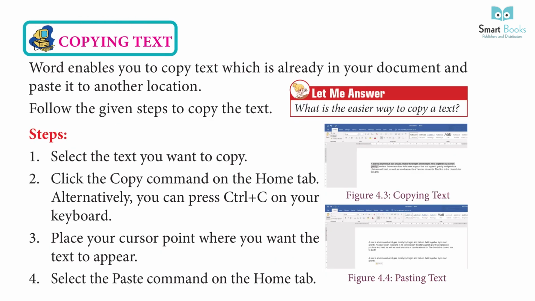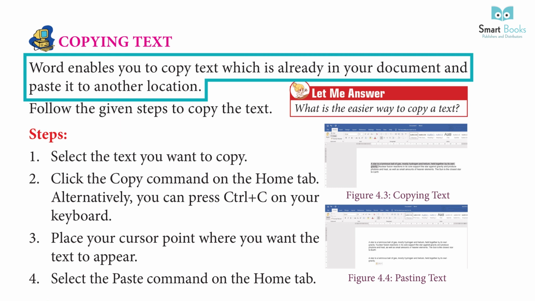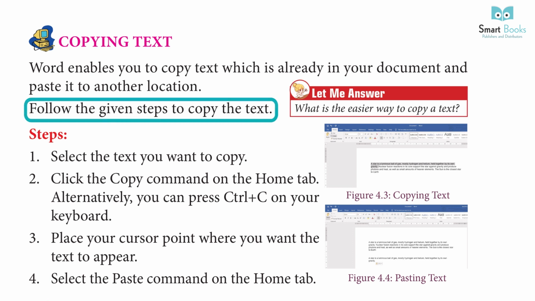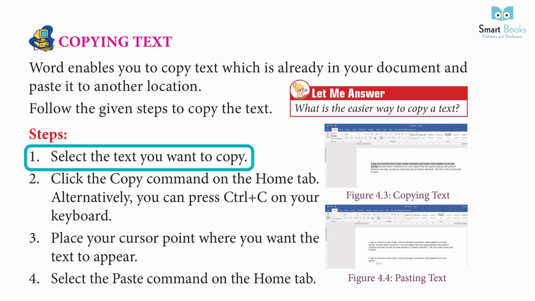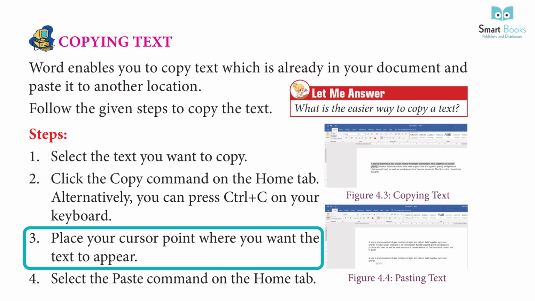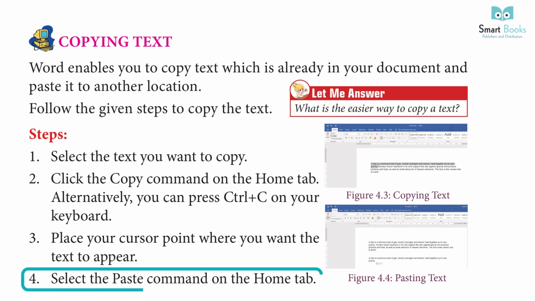Copying text. Word enables you to copy text which is already in your document and paste it to another location. Let me answer. What is the easier way to copy a text? Follow the given steps to copy the text. Steps. 1. Select the text you want to copy. 2. Click the Copy command on the Home tab. Alternatively, you can press Ctrl C on your keyboard. 3. Place your cursor point where you want the text to appear. 4. Select the Paste command on the Home tab.